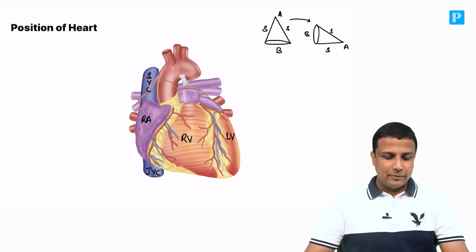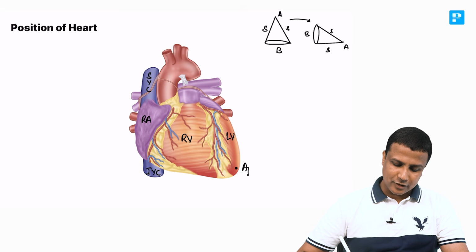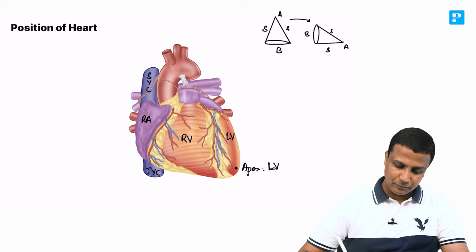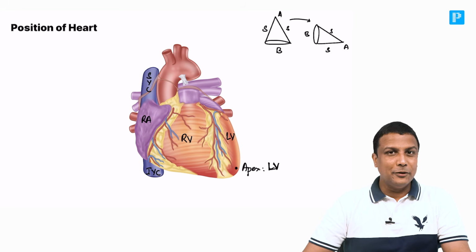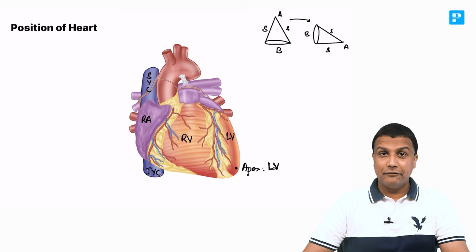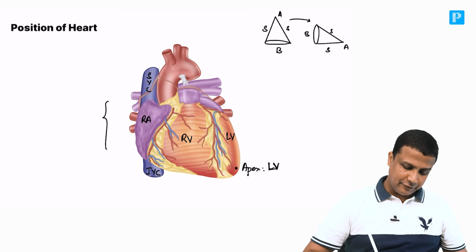Now once you are comfortable with all this, let's get back to our positioning of the heart. What is going to form the apex of the heart? Just look at this diagram and you can easily answer. The apex of the heart will be formed by the left ventricle. And where exactly is the apex of the heart located? Remember, it will be present in the left fifth intercostal space. Left fifth intercostal space.